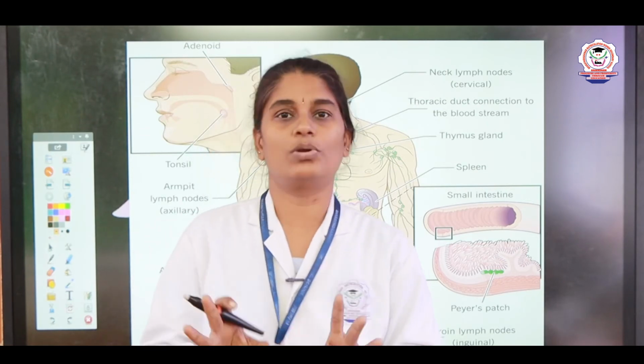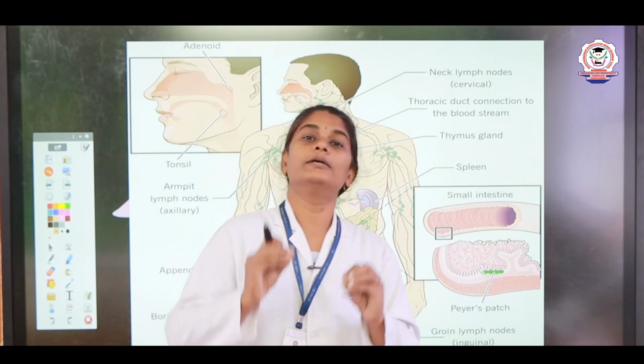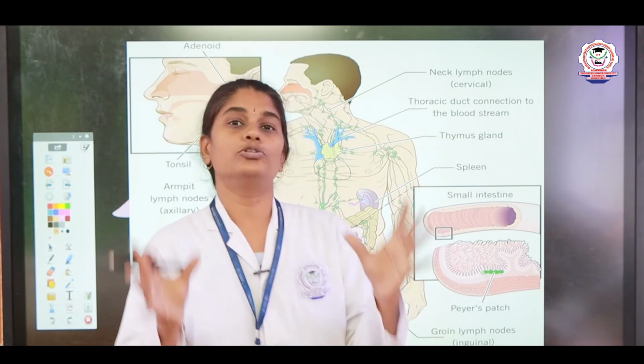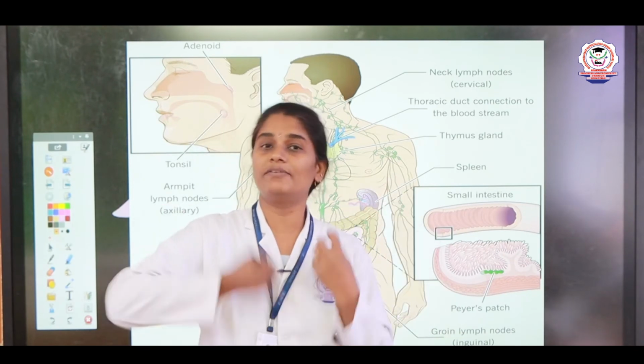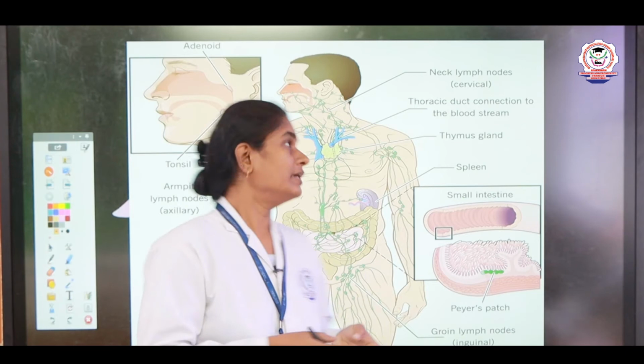So, this is known as tissue fluid, right. When this tissue fluid can go to any places, it will carry the waste and it is again returned to the blood vessels, right.